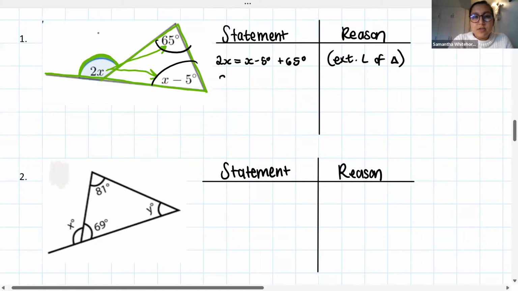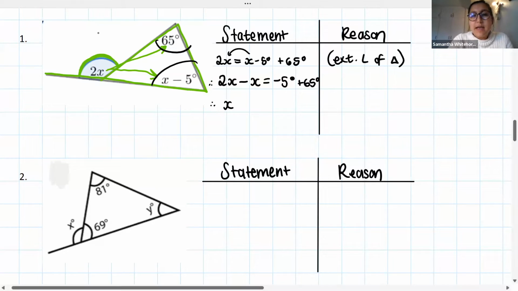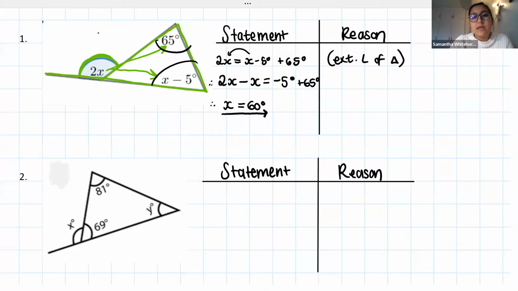So using inverse operations, I'm going to have 2x minus x. It was plus x, but now when I bring it over, it's minus, is equal to minus 5 plus 65 degrees. 2x minus x is x, and negative 5 degrees plus 65 degrees is then just 60 degrees. So in this case, x is 60.